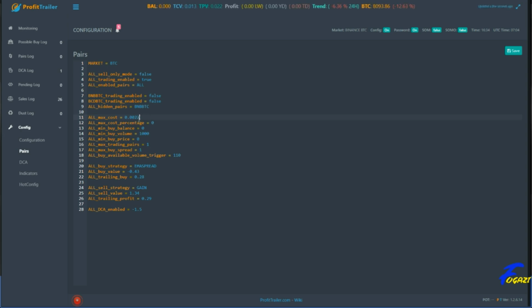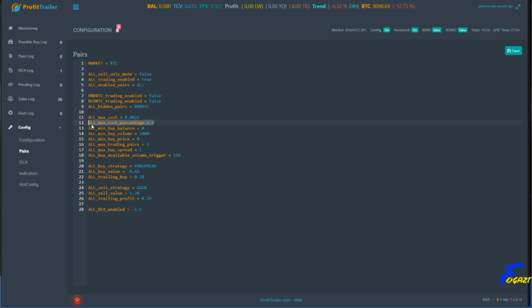You can set this to whatever you want. Obviously it's got to be above the minimum trade, which is 0.002 for Binance, and I think it's still 0.001 for Bittrex, don't quote me on that. Obviously ETH and USDT and BNB have their limits as well. You can find them on the exchange or ask around. If you want to set this up to 0.1 of Bitcoin, you can do that, that's fine. You just set it to what you want.